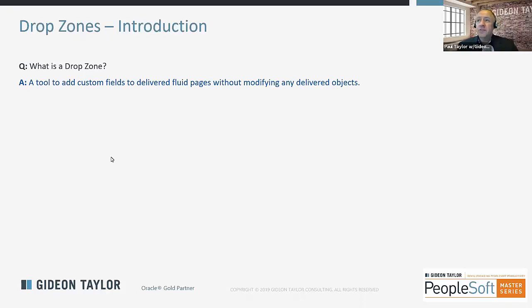So drop zones are a tool to add custom fields to delivered pages without modifying delivered objects. So if you have a component that you need more fields on, you can use this to gather additional data without having to modify the underlying field or the underlying page.